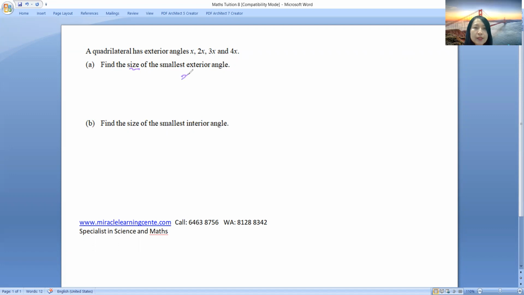So we have x plus 2x plus 3x plus 4x equals 360 degrees. So this total, 10x, equals 360 degrees. So x will be 36 degrees. Okay, that is x. You want to find the size of the smallest angle, which is x, so it is 36.